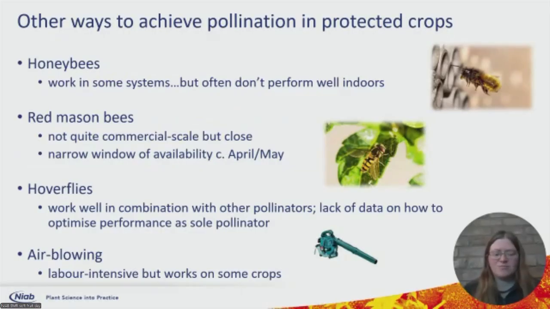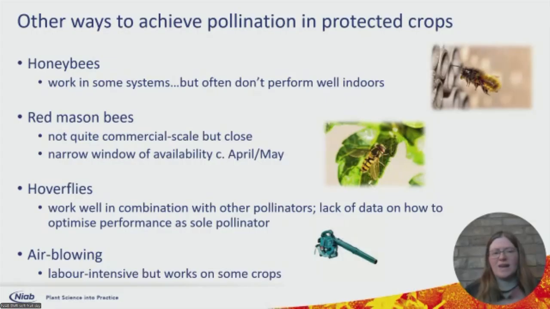Red mason bees are pretty exciting. They're almost at the level of being able to scale out at a large scale. Not quite there yet. They currently still have quite a narrow window of availability, so April and May. So if you have a crop that needs pollinating in August, for example, that's not so ideal, but they are very effective little pollinators within that period of availability. They transfer loads of pollen.